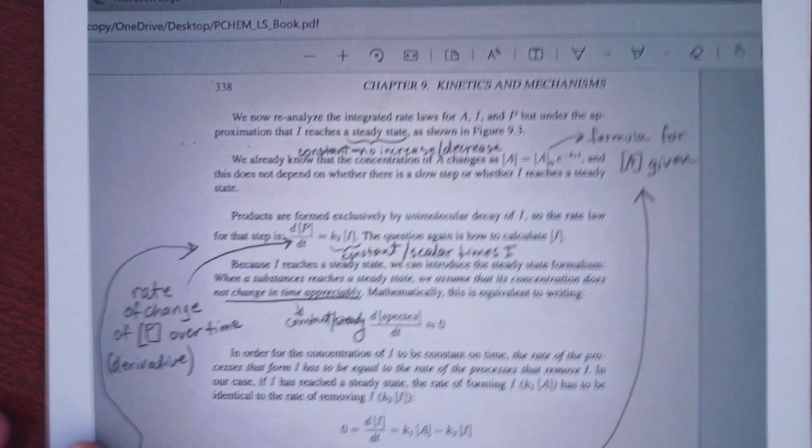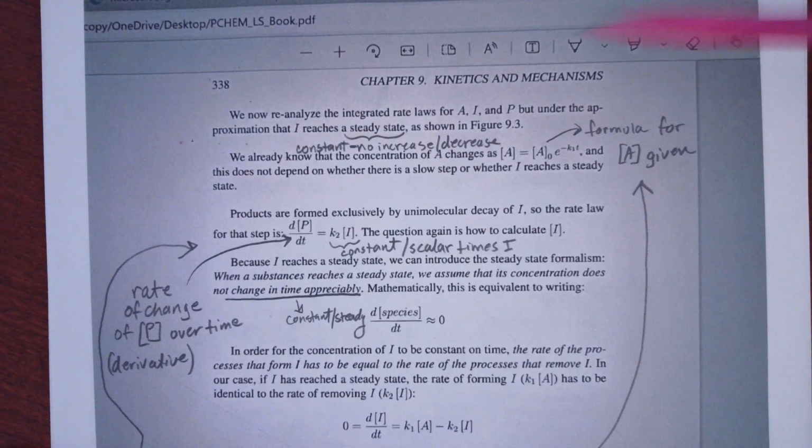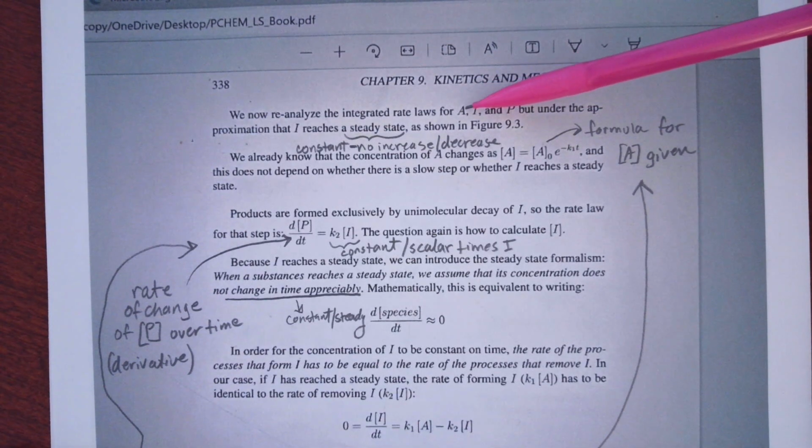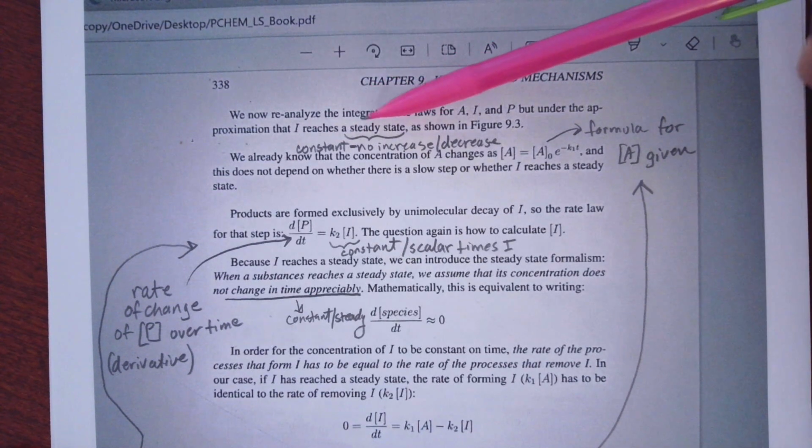Okay, Colin, I'm going to explain the math I see. I might not say all the science words right, but here we go. So in this first part, it's saying that these three things, A, I, P, that I reaches a steady state.